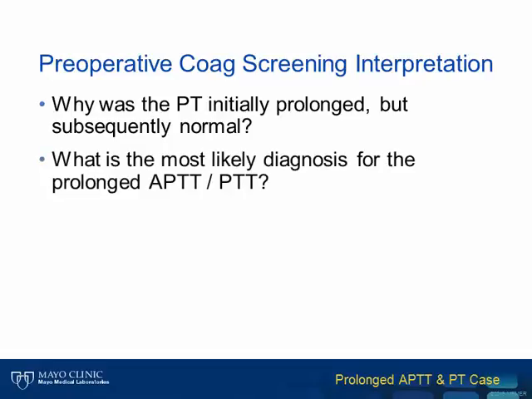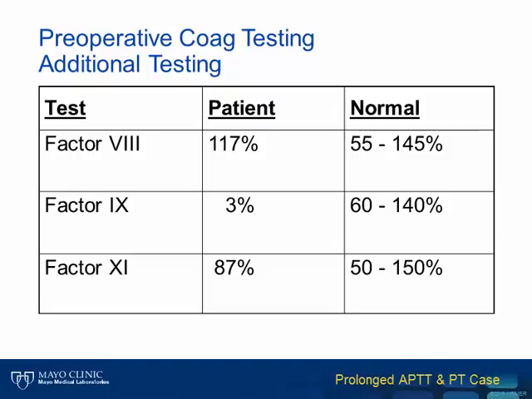What is the most likely diagnosis for the prolonged APTT and PTT? 1. The mixing study shows correction and suggests coagulation factor deficiency rather than inhibition, such as from lupus anticoagulant. 2. Family history together with hemostatic history review raises possibility of X-linked hemophilia A or B. Additional testing? Yes. Coagulation factor activity assays such as 8, 9, 11, and probably factor 12 would be appropriate. Additional testing demonstrated normal values for factor 8 and for factor 11, but factor 9 was very low, 3%, diagnostic of hemophilia B of moderate severity.